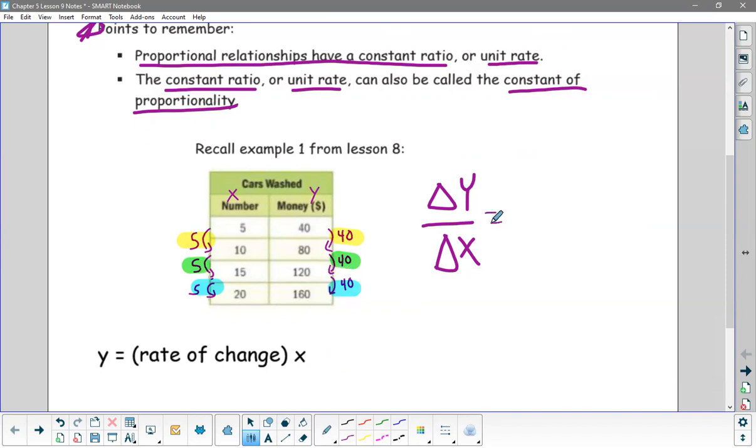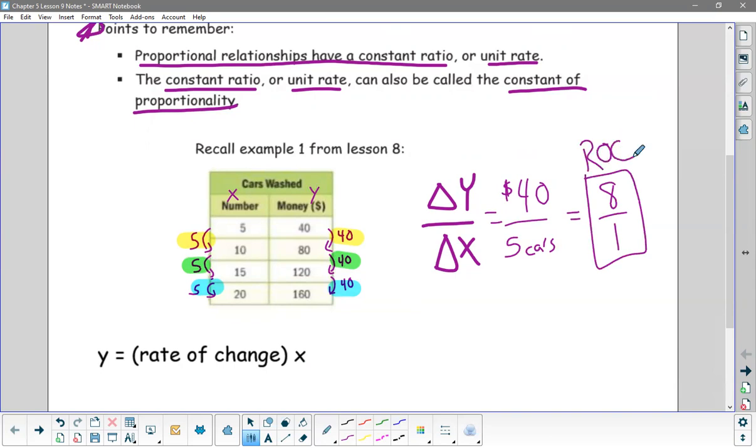So over here we have $40 over 5 cars as our rate of change. And it is constant because it's always the same. If we reduce this, it's going to be 8 over 1. So this is our rate of change, ROC. So with that information, that's what we did in both parts of lesson 8. Now we're just going to take that and create an equation.